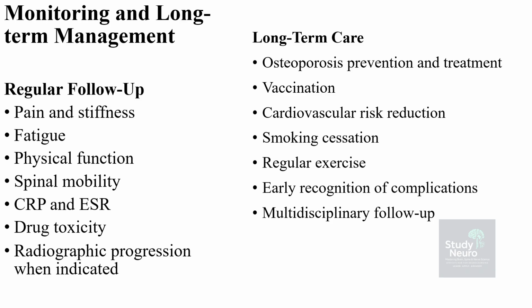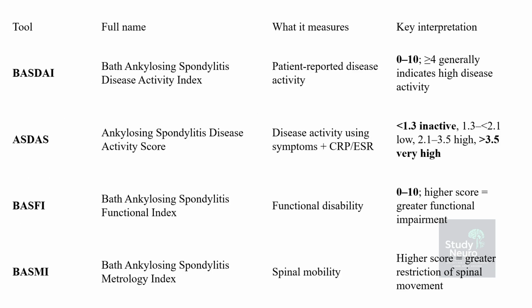Long-term care goes beyond controlling inflammation. Bone health should be addressed to prevent osteoporosis, while vaccination, cardiovascular risk reduction, smoking cessation, and regular exercise support overall health. Early recognition of complications is essential. Multidisciplinary follow-up may be needed because ankylosing spondylitis can affect several organ systems and may require coordinated care from different specialists. Several clinical tools help assess different aspects of ankylosing spondylitis.